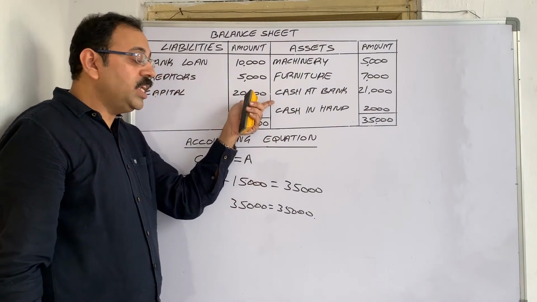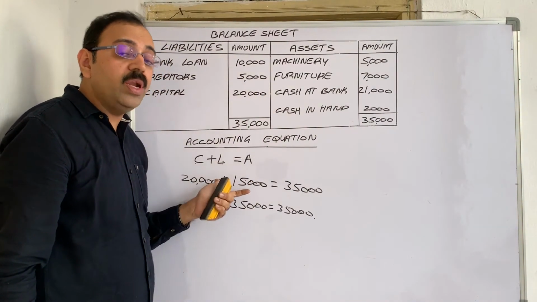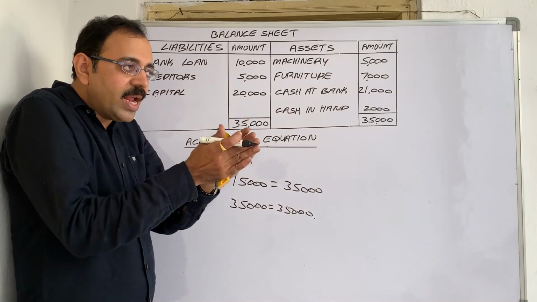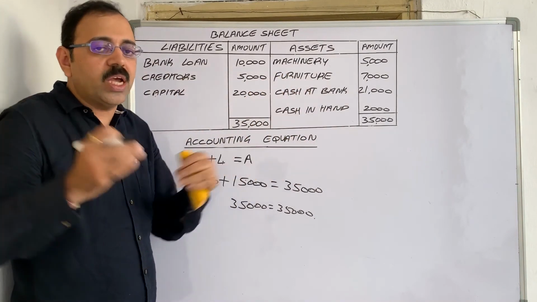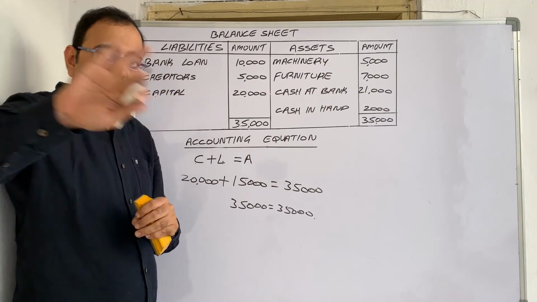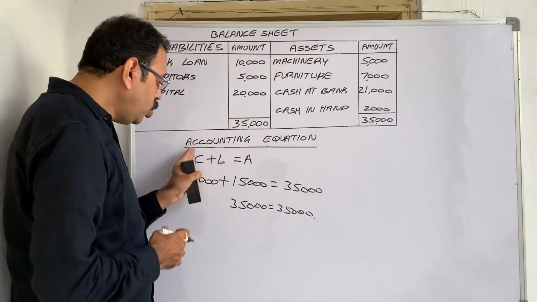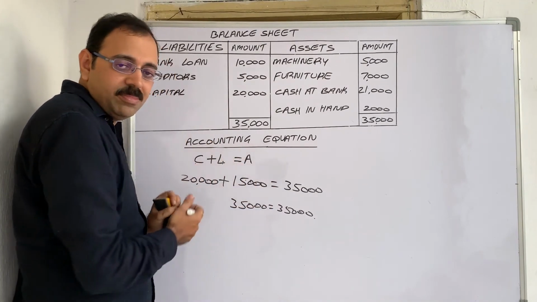So why should the balance sheet two side totals be the same? Because the balance sheet is prepared based on the accounting equation. The accounting equation says that every transaction we are to record in two sides, debit side and credit side. So the end result is two sides total should be the same.